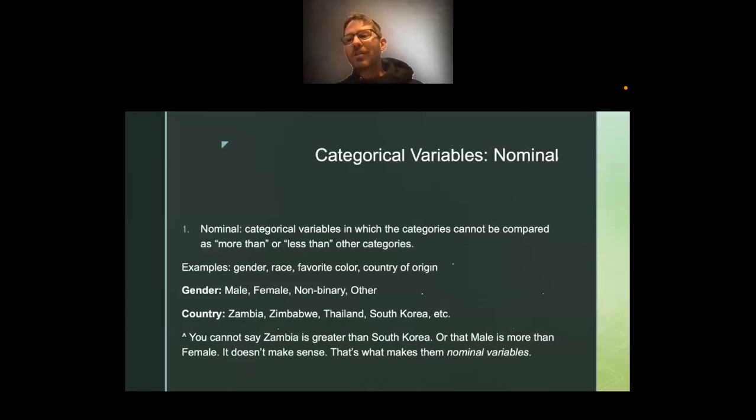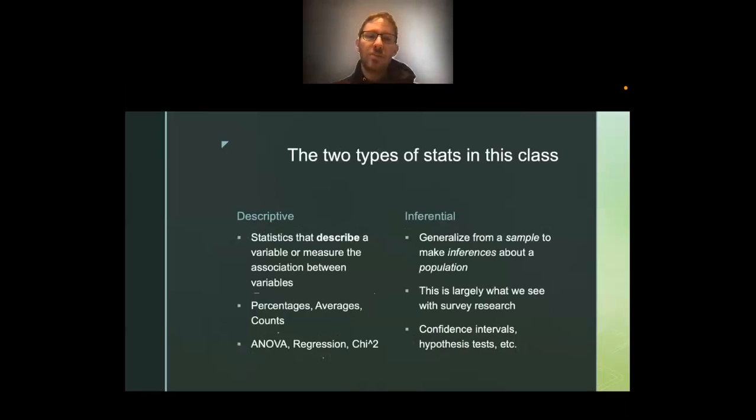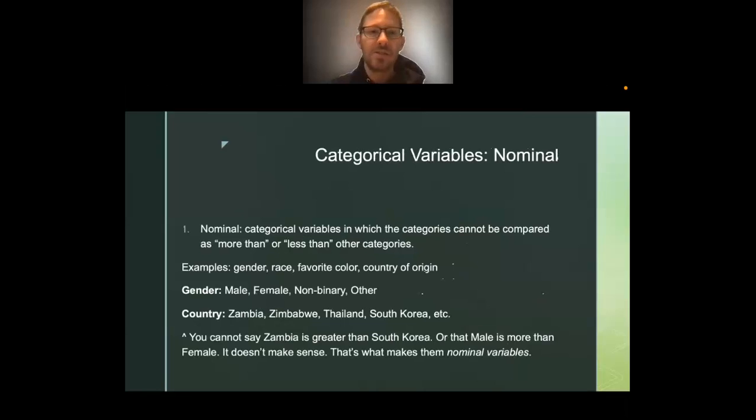Within all of this, I just wanted to point out that what we're doing first is descriptive statistics, and then we'll move into inferential statistics. But regardless, the way we handle variables is important for every single kind of statistic. So there are three main kinds of categorical variables we're going to talk about.